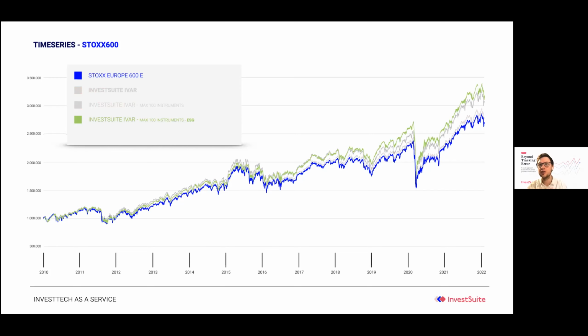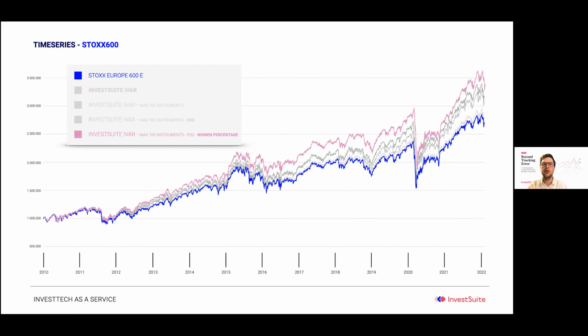So in some periods, it's a bit better in tracking the index. In some periods, it's a bit worse. And that's actually the same that we see if you look at the backtest, where we both included ESG and the tilt towards the percentage of female employees. So of course, the more restrictions you give to the portfolio, the harder it gets to track. But the bottom line is, again, if you use a relative IVaR, then if you have to deviate from the benchmark, you try to do it on the positive side.